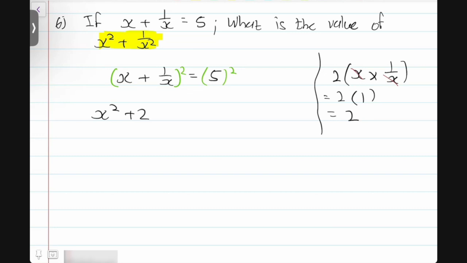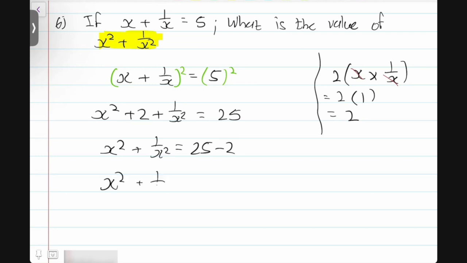Squaring the last now. If you square the last one, that's 1 over x squared, because 1 squared is just 1 and x squared is just x squared. And this is equal to 25. All that happens from here is you take this 2 over onto that side. x squared plus 1 over x squared is 25 minus the 2. So x squared plus 1 over x squared is equal to 23. And that's done.